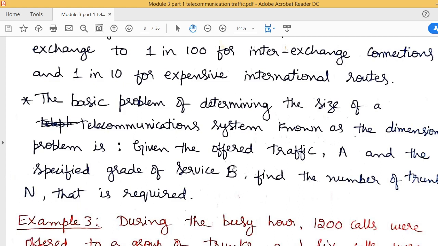So with the given offered traffic A and the specified grade of service B, we can find the number of trunks that I have to provide in order to deliver the required level of grade of service. If the number of trunks is small where the offered traffic is more, then the grade of service will become larger and larger. So we need to make this grade of service as small as possible by providing a larger number of trunks with respect to the required traffic that needs to be processed.